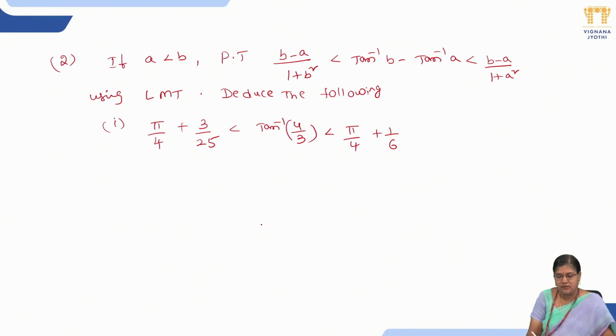Now I will explain the second problem using Lagrange's mean value theorem. The statement is, if a is less than b, prove that (b minus a) by (1 plus b square) is less than tan inverse b minus tan inverse a, which is less than (b minus a) by (1 plus a square). Using Lagrange's mean value theorem, deduce the following expression: pi by 4 plus 3 by 25 is less than tan inverse 4 by 3, which is less than pi by 4 plus 1 by 6. We can prove this result using Lagrange's mean value theorem.